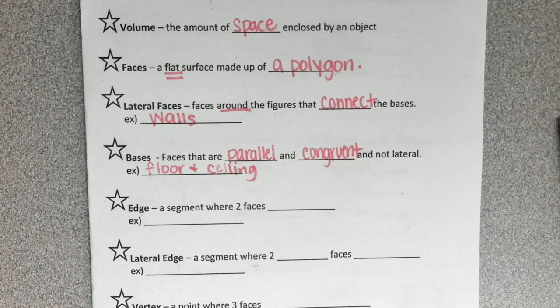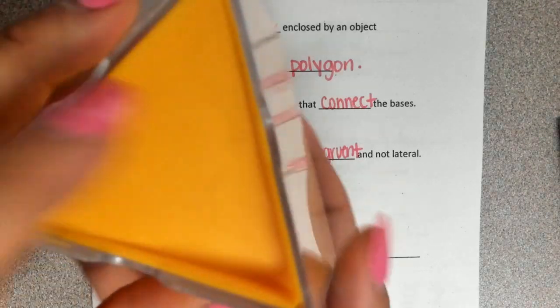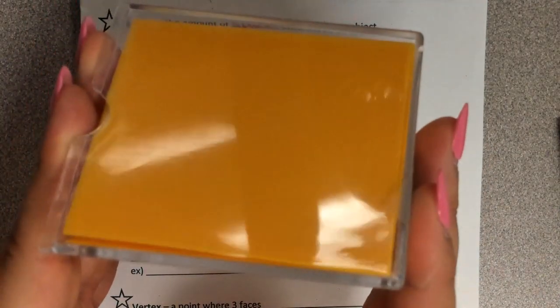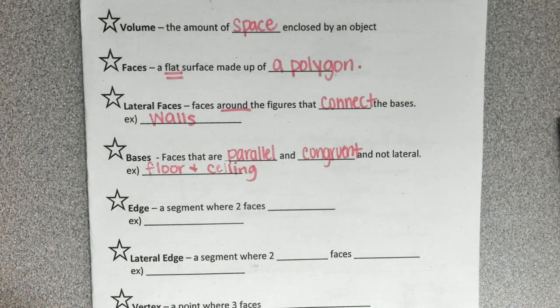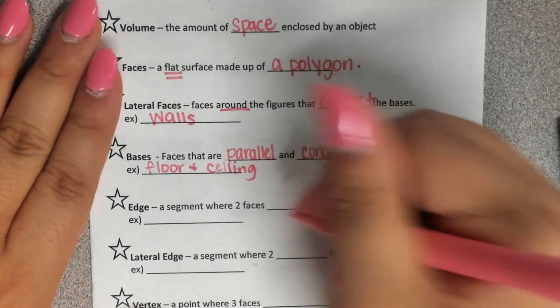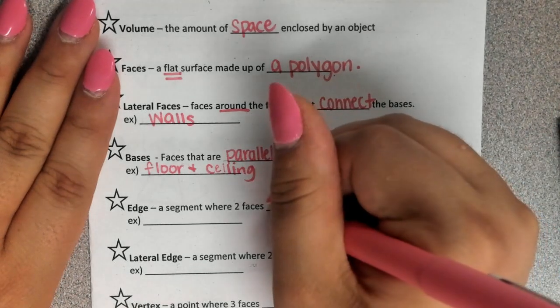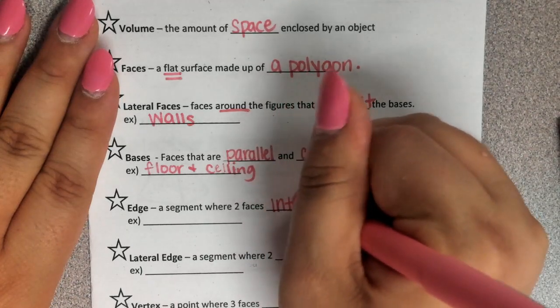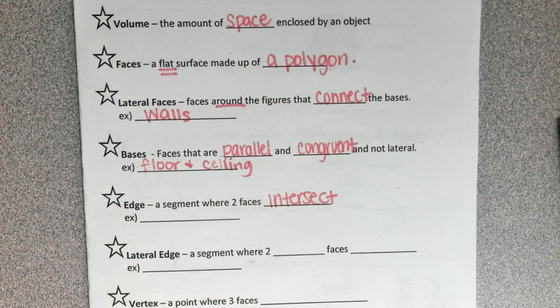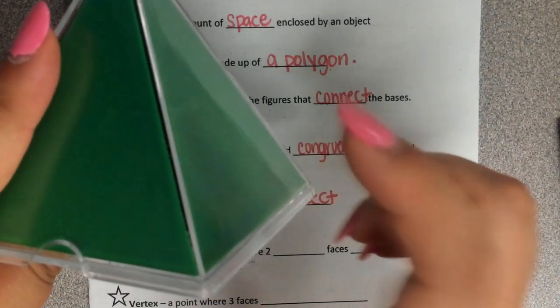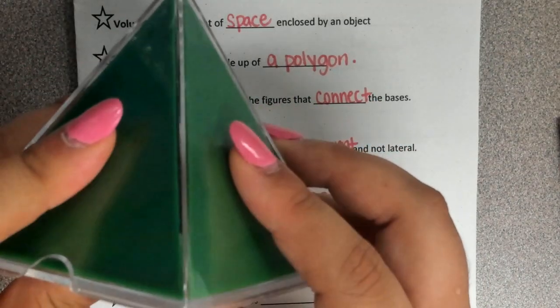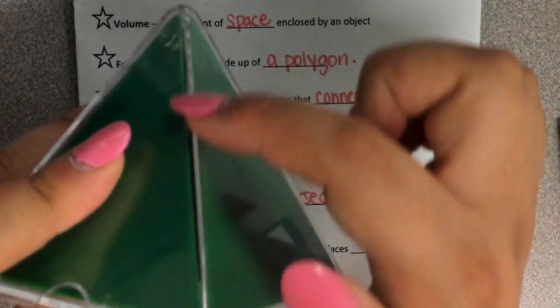Alright, so your bases, again, they are the exact same shape, congruent, and they are parallel. They never touch. Okay? Next, we have an edge. An edge is a segment where two faces intersect, but both of those words are right. Where two places touch, where two faces meet. Do you agree on this pyramid? I have a face and a face, two flat surfaces. The edge is right here where they meet.